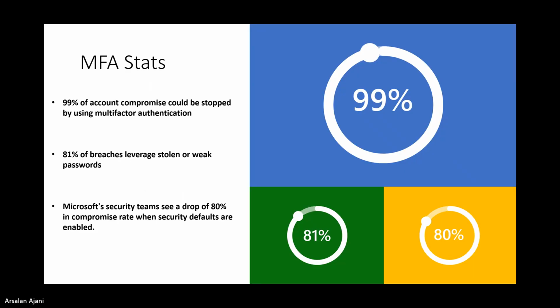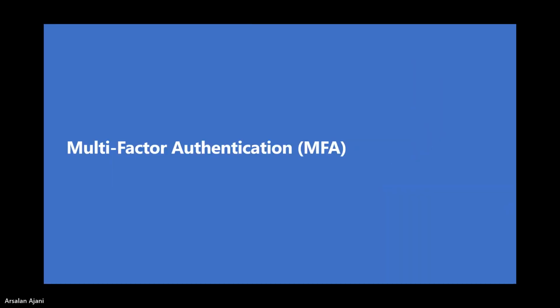On the slide we have up, it shows some statistics that we've compiled. The stats that are being presented should not be surprising to you, but they should be alarming. These are stats that were discovered by Microsoft's internal research team. It was found that 99% of account compromises can actually be stopped by simply implementing multi-factor authentication. We've also discovered that 81% of breaches are accessed by leveraging stolen or weak passwords. Microsoft's security team has also discovered that simply by enabling security defaults, it has actively led to an 80% drop in account compromise rate. So we will start, between the 3 topics, with multi-factor authentication, or MFA.